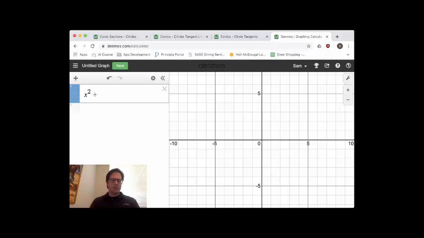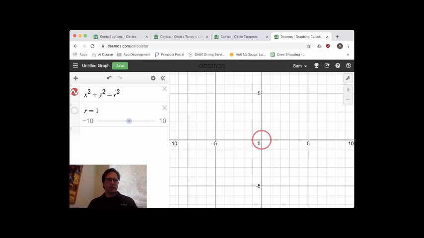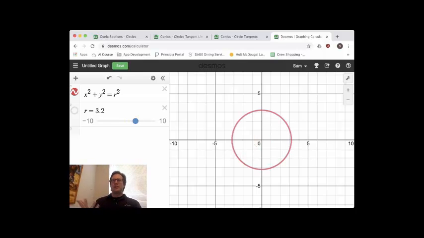We do x squared plus y squared equals r squared. Go ahead and square it. We get our circle centered at the origin. Now, once again, the idea with the circle is that the equation comes directly from the distance formula.